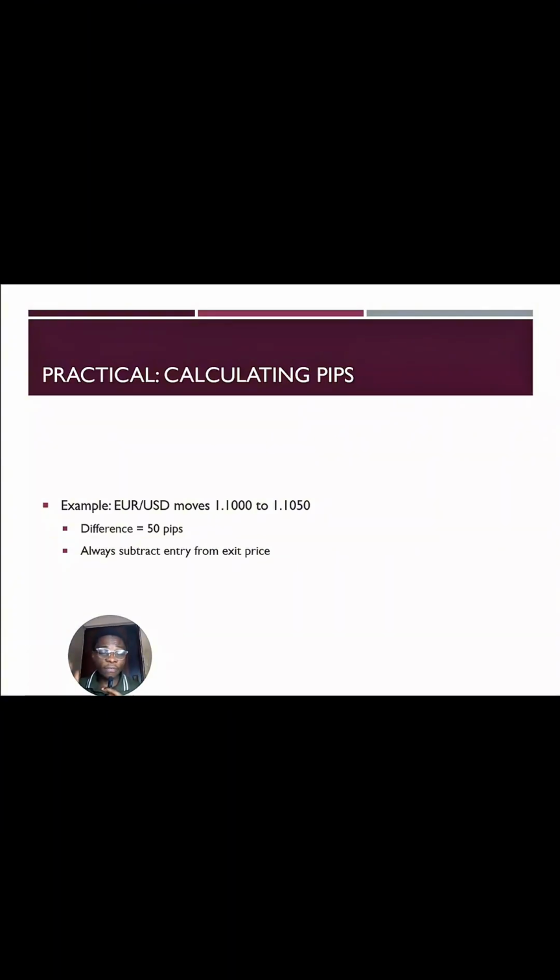This is way different from the spread we were speaking about. So if you are calculating your pips, you are in a trade, and you entered the trade when Euro USD was 1.100 and now it's moved to 1.050. So the difference is 50 pips. So this is how to simply calculate pips.